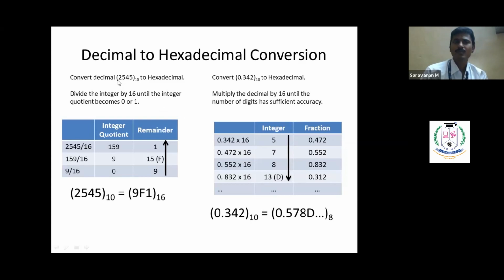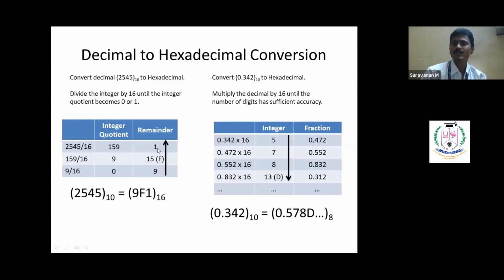Take an example, 2545. So 2545 divided by 16, we get quotient 159 and the remainder is going to be 1. Now take this 159 divided by 16, we get quotient 9 and remainder 15. So 15 you cannot represent as 15. You have to convert it into the corresponding hexadecimal, which for 15 will be F. Then take this 9 by 16, we get quotient 0 and remainder 9. Now this is your hexadecimal number, that is 9F1.